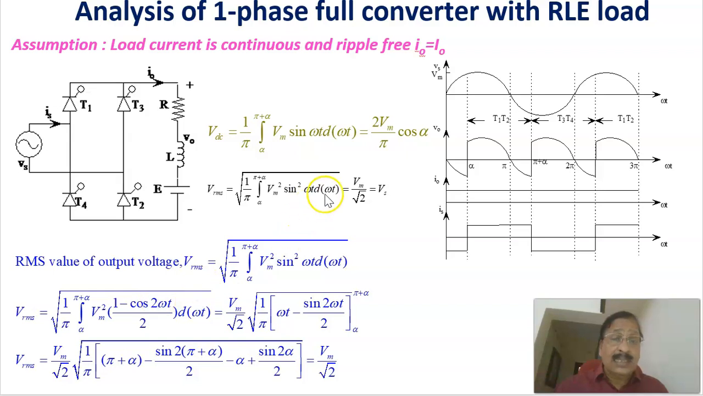If you substitute sin squared omega t by (1 minus cos 2 omega t) divided by 2, we get Vm by root 2 into the root of 1 by pi times (omega t minus sin 2 omega t by 2), with limits alpha to pi plus alpha. Substituting, we get Vm by root 2, same as before. Therefore, the RMS value of this voltage is Vm by root 2, and the average value is 2 Vm by pi cos alpha, where alpha is the firing angle.